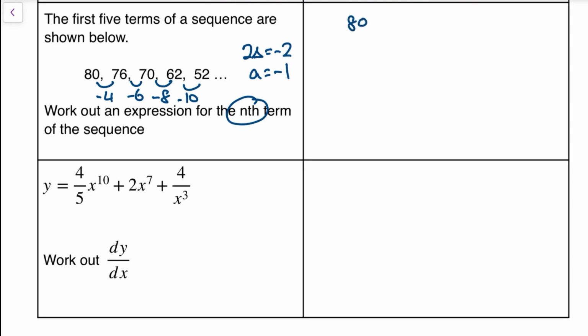So then I'm going to write my sequence again. So I've got 80, 76, 70, and I don't really need this one, but I'll do it anyway, 62. Then I'm going to take this minus 1 here and do minus, because it's minus 1, n squared. So minus 1 squared is minus 1, minus 2 squared is minus 4, minus 3 squared is minus 9, and minus 4 squared is minus 16. And then I'm going to add this on.